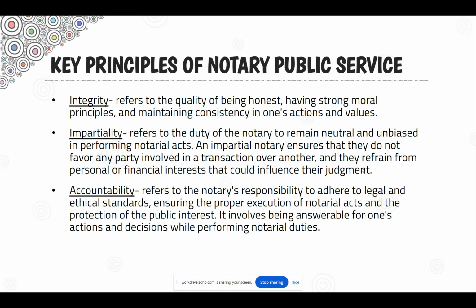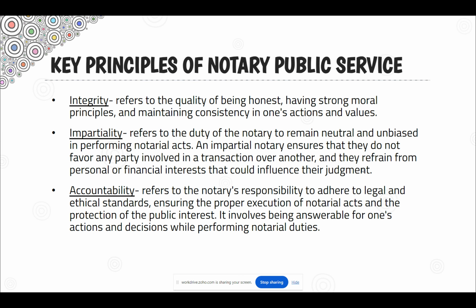Key principles of notary public service. Integrity refers to the quality of being honest, having strong moral principles, and maintaining consistency in one's actions and values. Then we have impartiality. It refers to the duty of the notary to remain neutral and unbiased in performing notarial acts. An impartial notary ensures that they do not favor any party involved in a transaction over another, and they refrain from personal or financial interests that could influence their judgment.